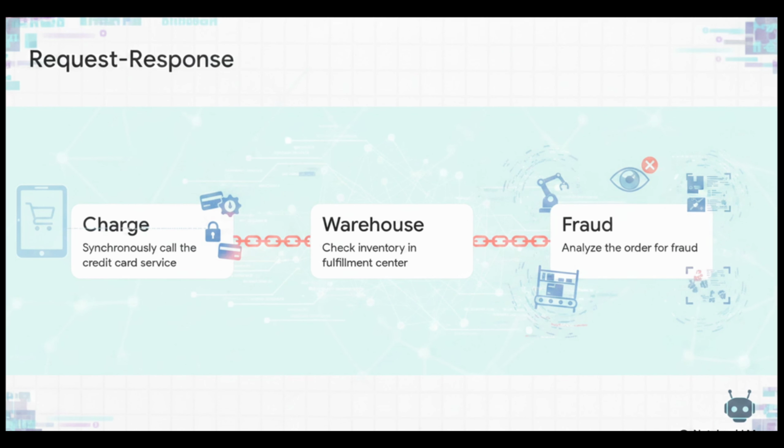An order comes in, and the main app synchronously calls the credit card service to charge the customer. If that works, it calls the warehouse service. Then the fraud detection service. It's basically a house of cards. The glaring issue here is tight coupling. The main order app has to know exactly how to talk to every single downstream service. If the fraud service happens to crash, the entire order process might just hang or completely break.